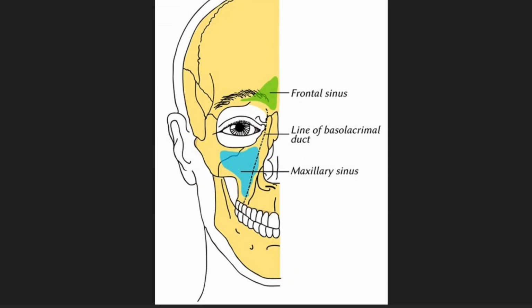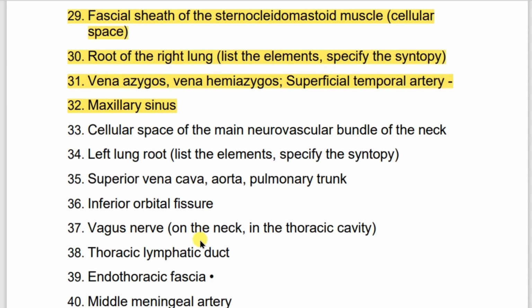Okay, so the next structure we have here is the cellular space of the main neurovascular bundle of the neck.